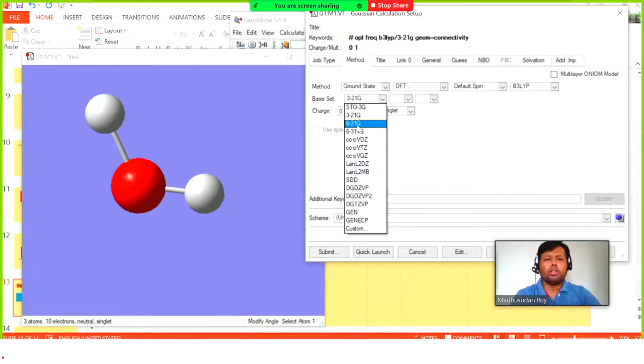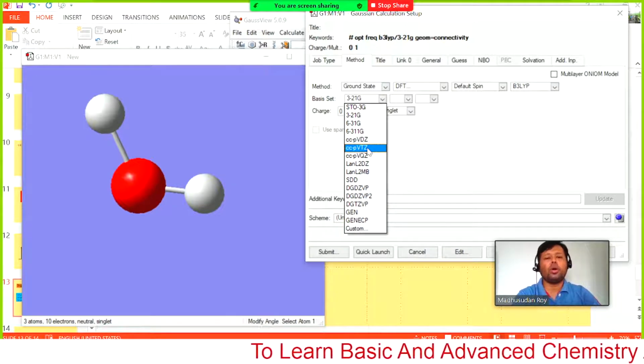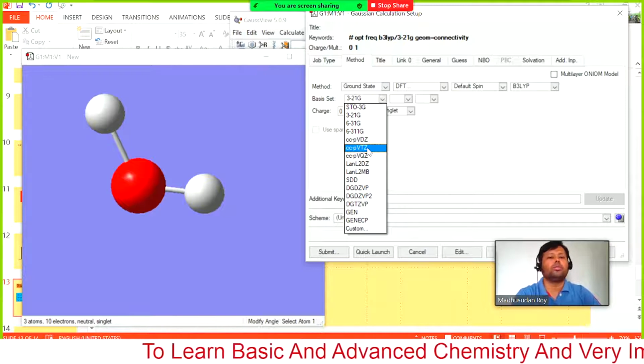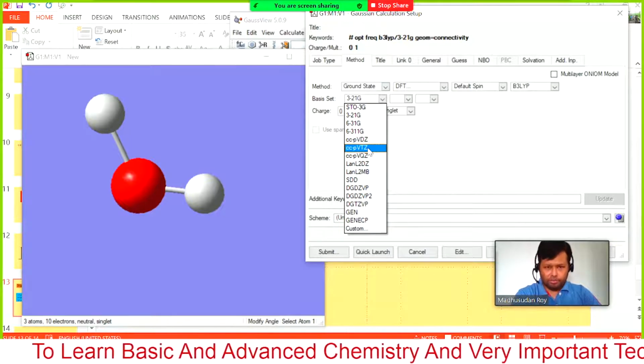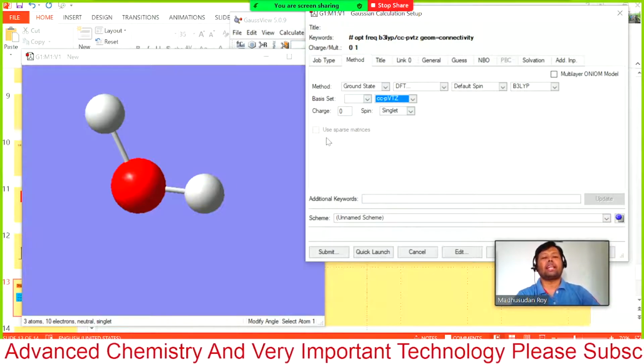The all of them are quite high. So let us choose this one, CCPVTZ. This is one of the very useful methods or functions. So now that is our target.